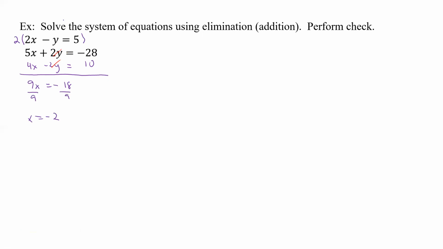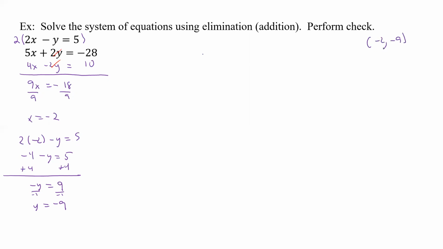Now we have to plug that into one of the equations. Well, I'm going to plug it into that first one because they're smaller numbers. And so I'm going to have 2 times a negative 2 minus y equals 5. Well, this is going to be a minus 4 minus y equals 5. So let's add 4 to both sides. A negative y equals a 9, or y equals a negative 9 by dividing both sides by a negative 1. And so that's what we did here. All right, so my solution then is a negative 2, negative 9.